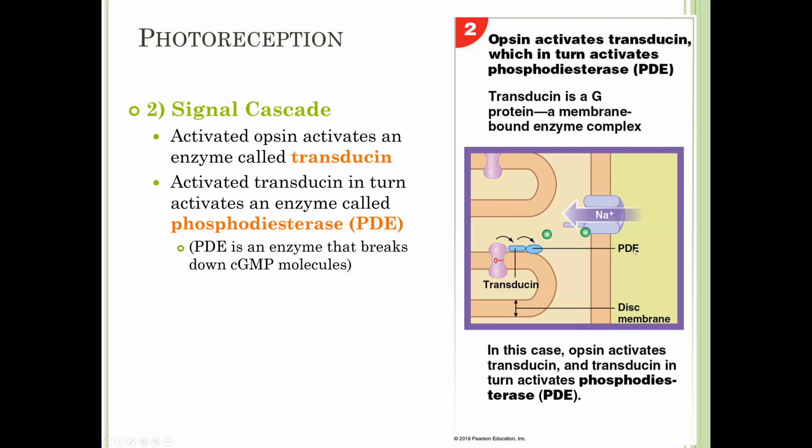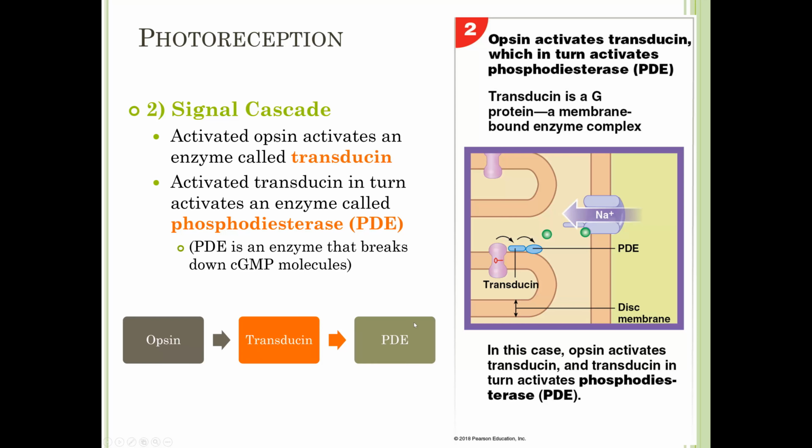And PDE, phosphodiesterase, is an enzyme that breaks down cyclic GMP molecules. That becomes important in our next step. But to summarize step 2, we have a signal cascade. The activated opsin activates transducin. The activated transducin activates phosphodiesterase.